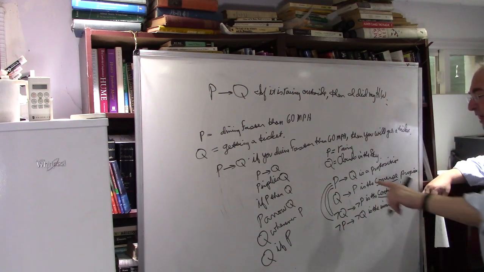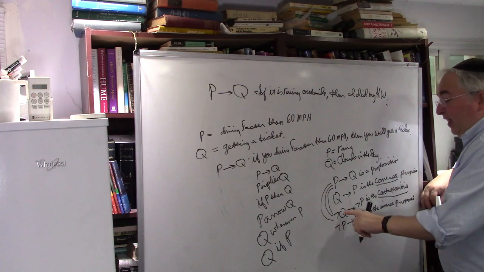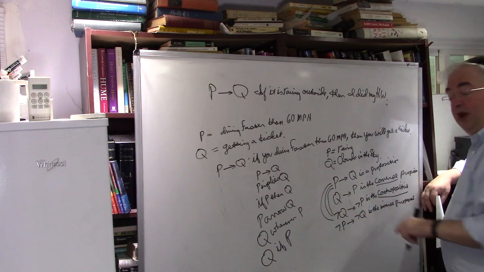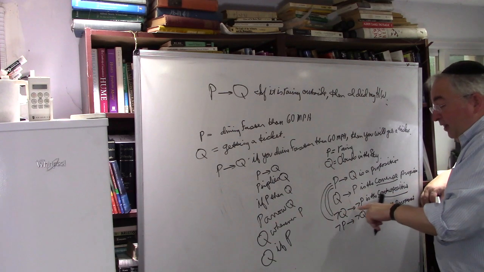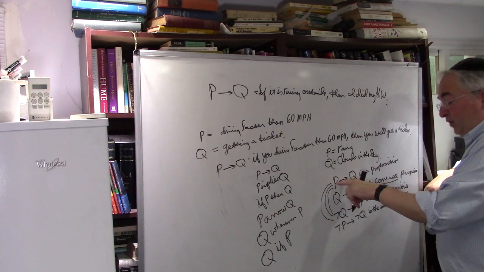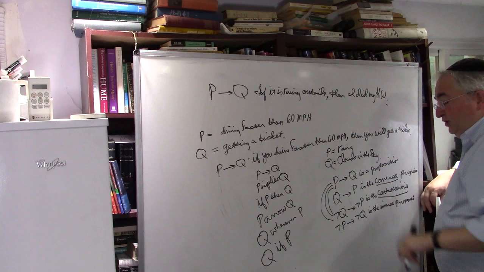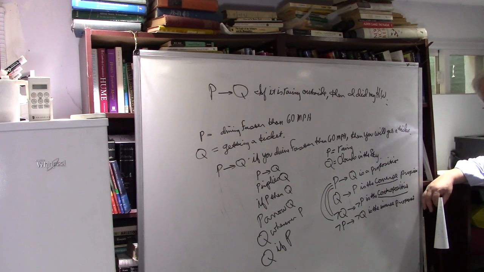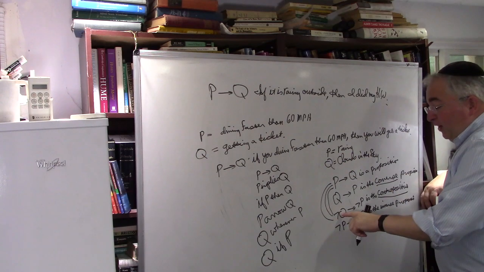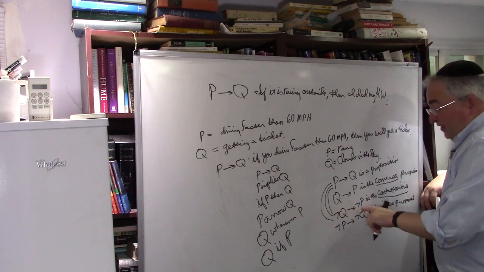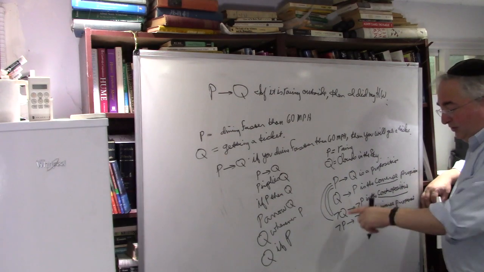Let's go through it. If you drive more than 60 miles an hour, you'll get a ticket. It's the same thing as saying, if you didn't get a ticket, you didn't drive more than 60 miles an hour. If you drive more than 60 miles an hour, then you'll get a ticket. If you didn't get a ticket, then you didn't drive more than 60 miles an hour. Let's do it in terms of the rain. Ready? If it's raining, there are clouds in the sky. If there are no clouds in the sky, then it's not raining. It's the same thing. Where's the rain coming from?